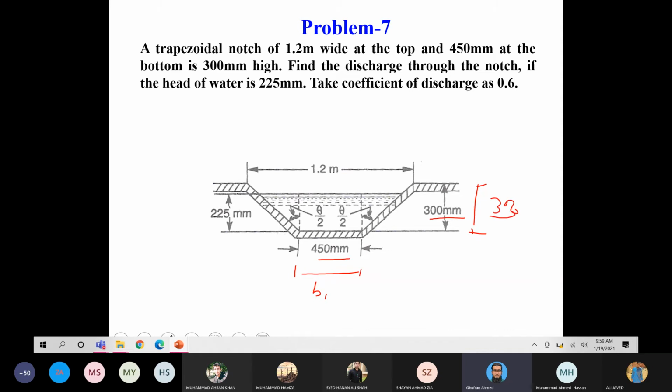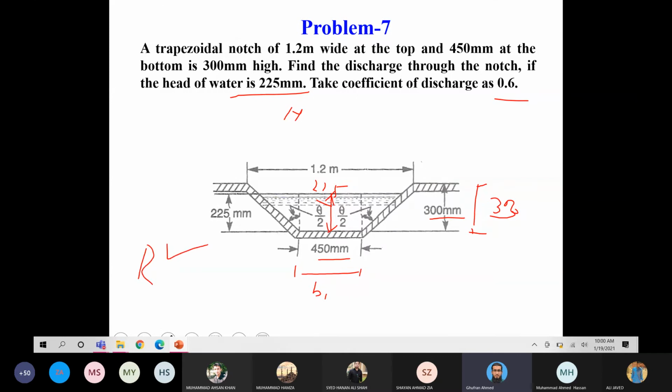Okay. Find the discharge through the notch if the head of the water is 225 millimeters. So this is H. Take the coefficient of discharge as 0.6. For the rectangle notch, we have all the things. Height is also given, which is 225. And the width B is also given, which is 450. So rectangle notch के हमारे पास सारी चीज़ें हैं.